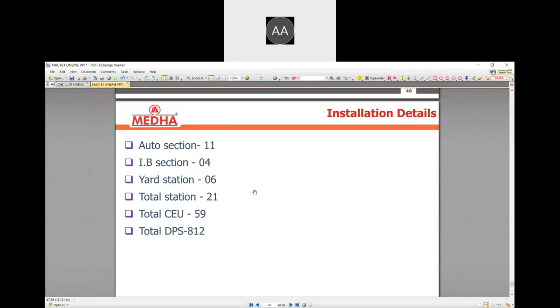Sir, in which railway is this MAC presently installed? As of now, SCR, East Coast, Northern Railway, NCR, SECR. Sir, NCR, can you give the station name? Okay, I'll hand over to Mr. Raju. He'll give you the complete information. Okay, please, Raju.